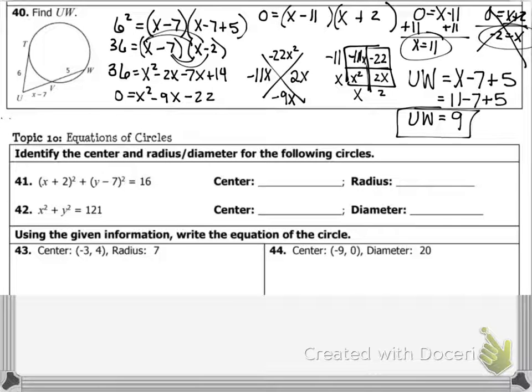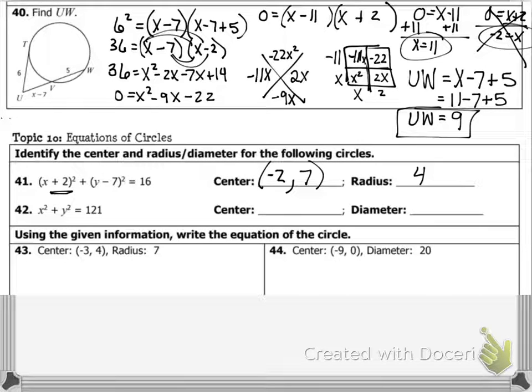Alright, on number 41, we have equations for circles. Just remember to flip the signs. So on this one, my x term for the center is negative 2. And the y term is going to be a positive 7. And then your radius is just going to be the square root of the number on the other side, and that's 4.